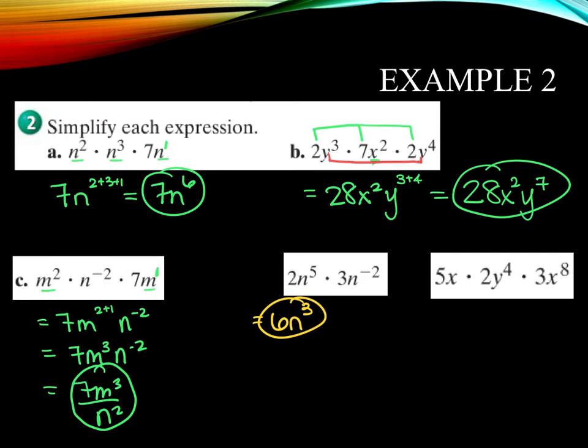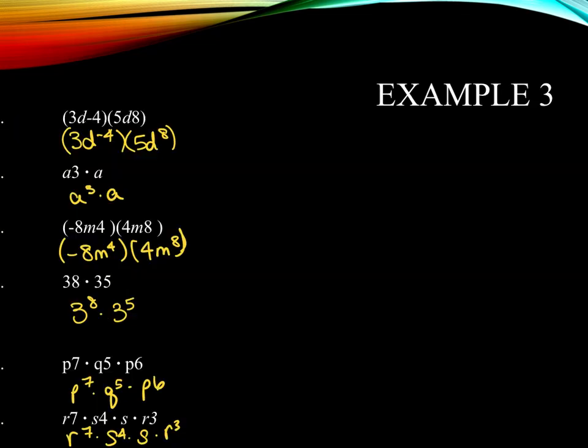Finally, for the last part, I have 5 times 2 times 3 is going to give me 30. I have x to the first times x to the 8th, which is x to the 9th, y to the 4th, and I can go ahead and leave it just like that.